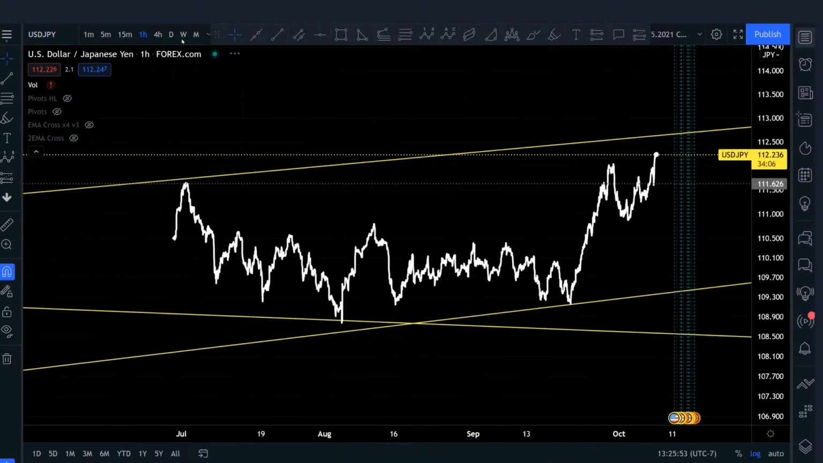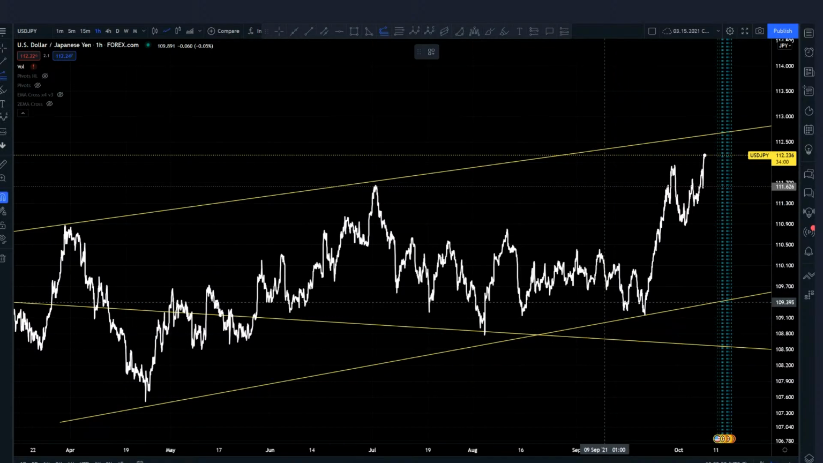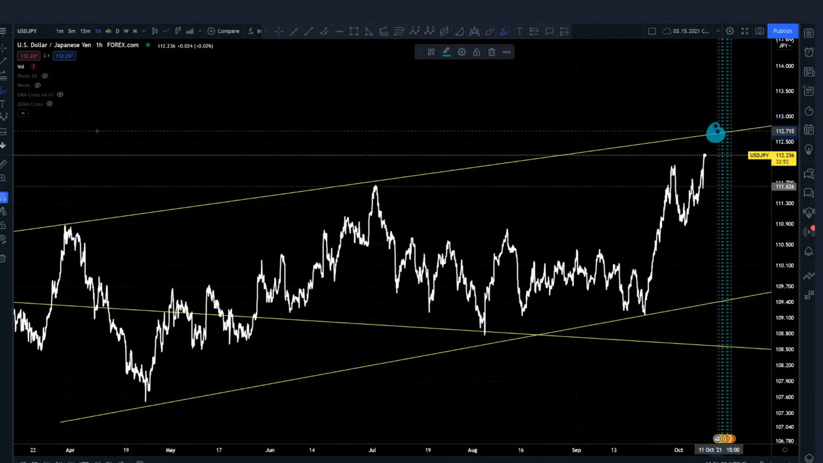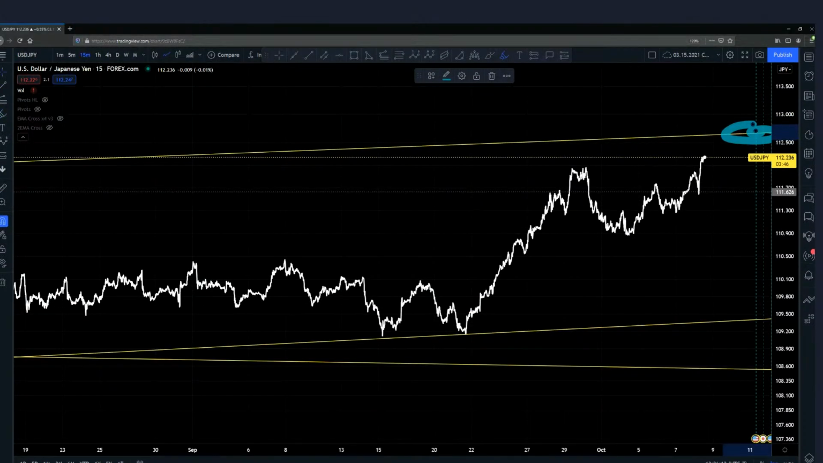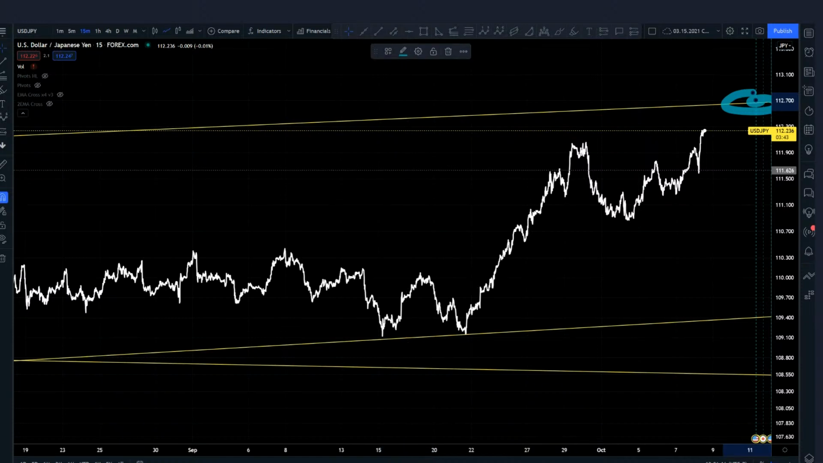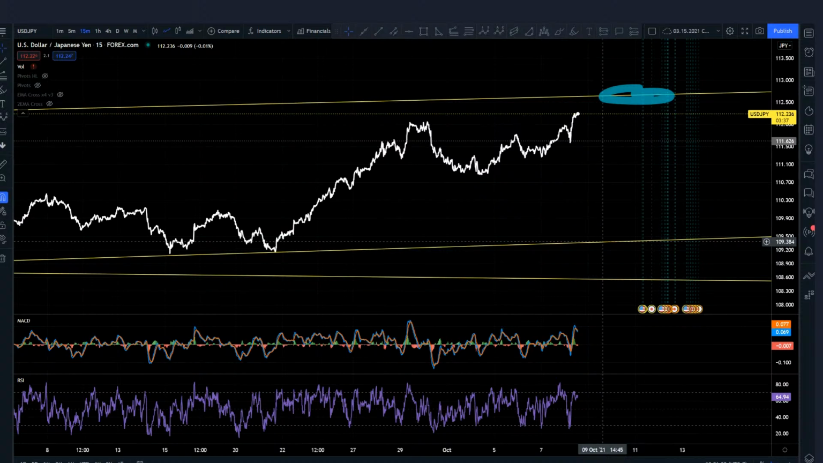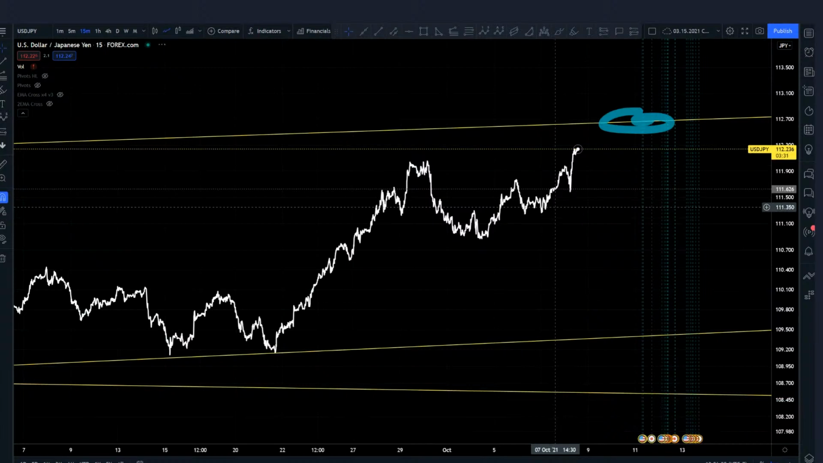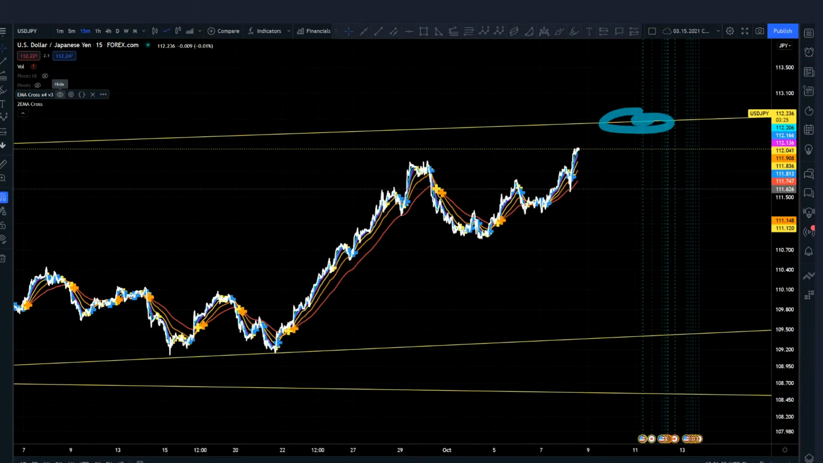I'm running out of space on my screen because I'm zoomed in so much. I'll zoom out a little bit. On an H1, yes, we are nearing this resistance spot of 112.70. And then the 15 minutes right here, we are seeing possible little bit of double topping on the RSI, right? Forex, always tricky.